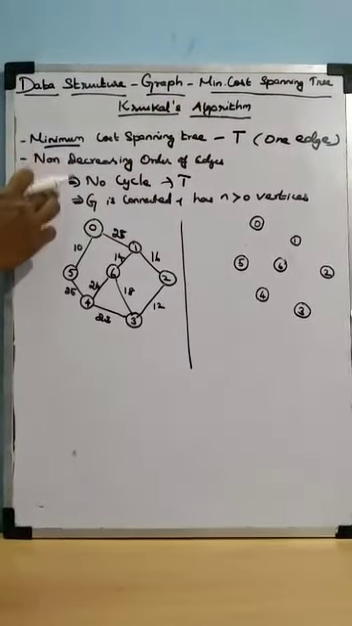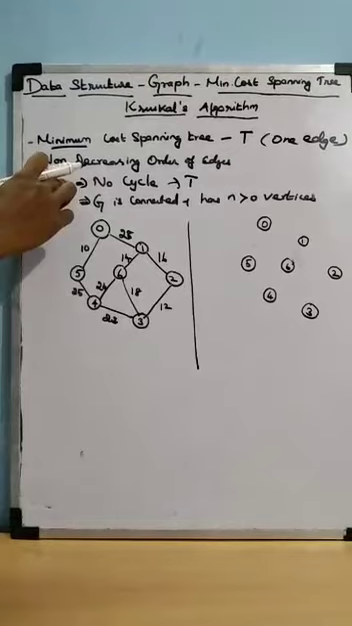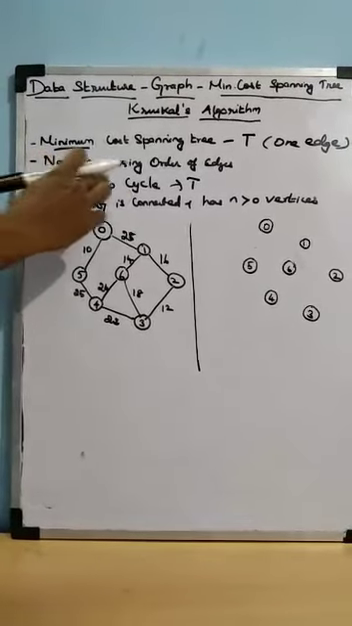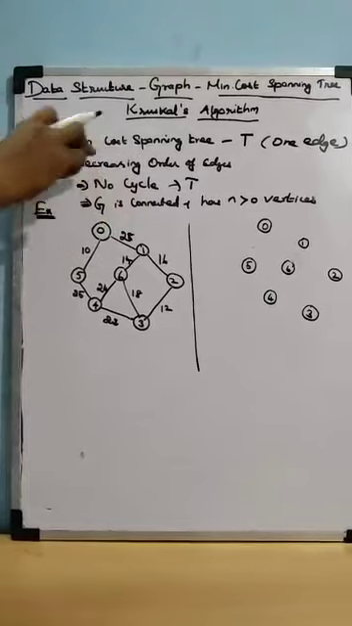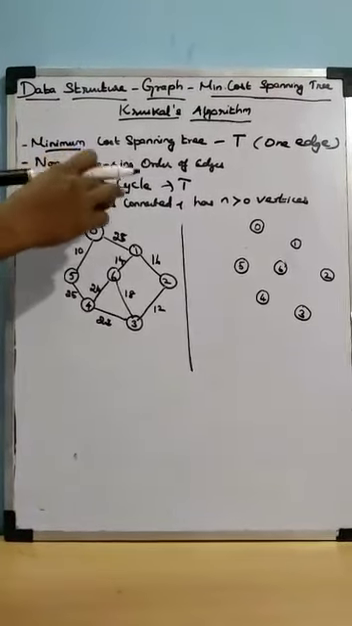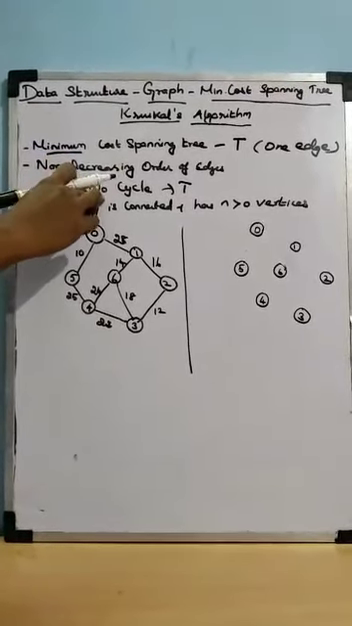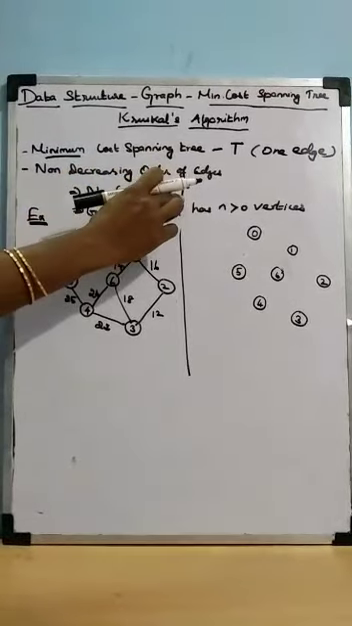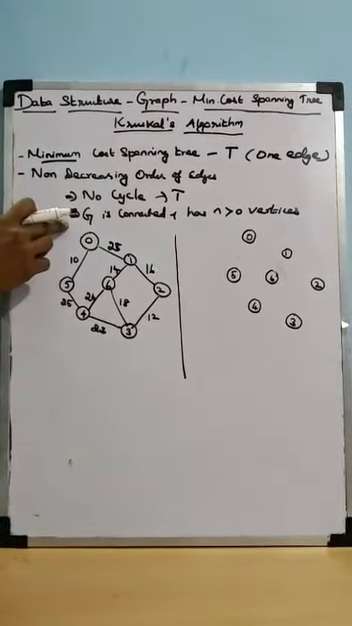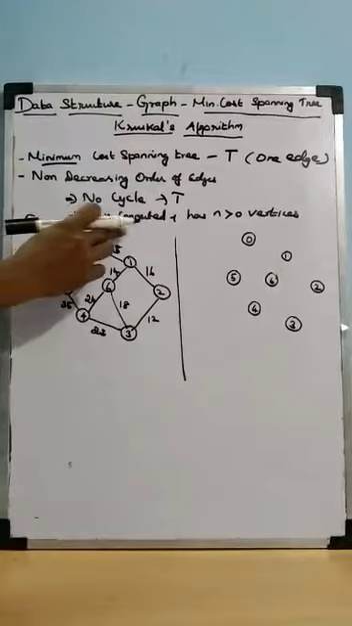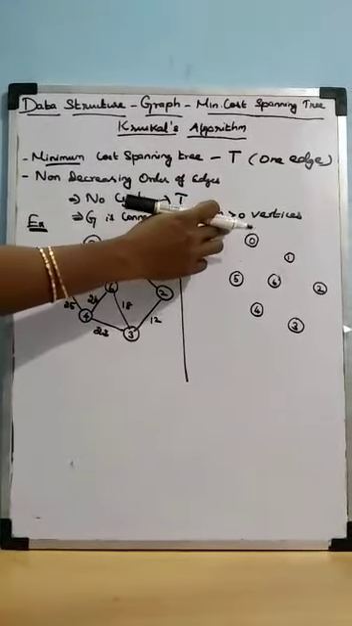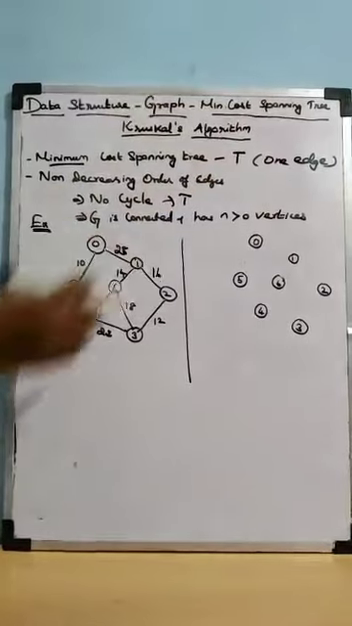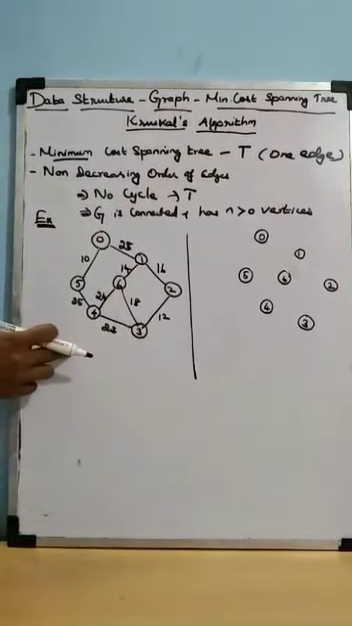Here we have to check the conditions. First, the algorithm selects an edge only if it does not form a cycle with the edges that are already in T. Second, the given graph is connected and has greater than 0 vertices. Okay, let us see one example.